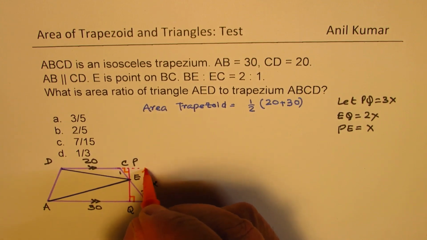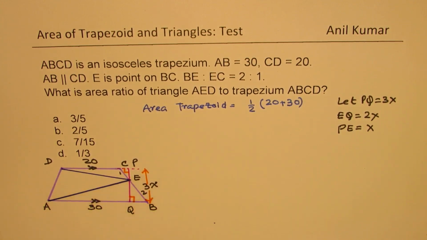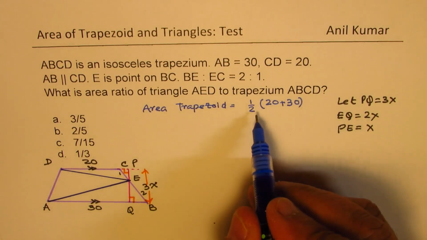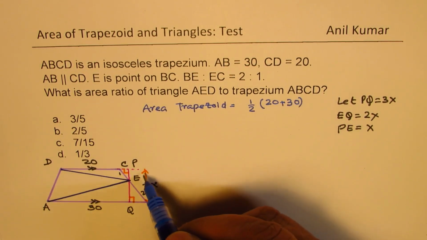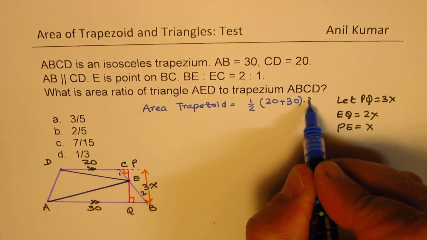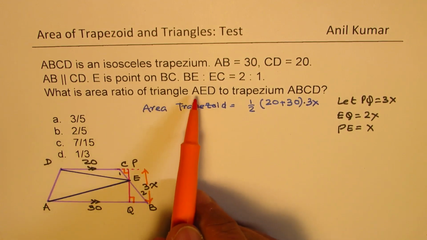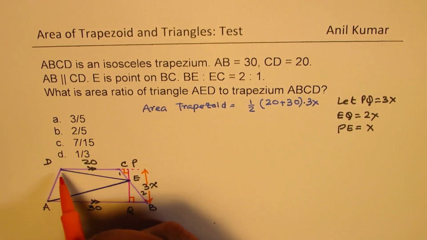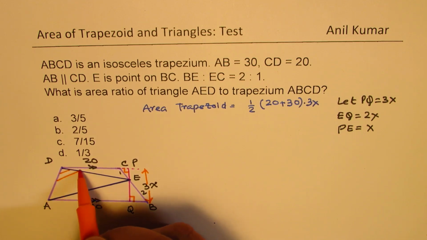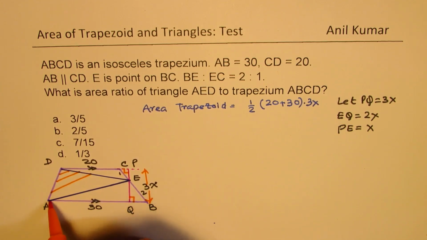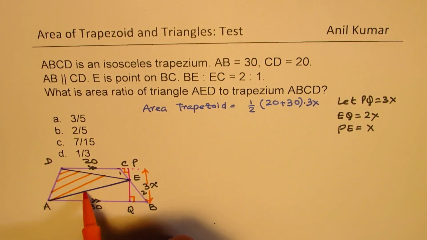So that is a small construction which will help us to find the solution of this question. So we'll multiply this by the height of this trapezoid, which is 3x. So that becomes the area of the trapezoid. Now, we are interested in the area of this particular triangle, which is AED. AED means this triangle. Now, what is the area of this triangle?